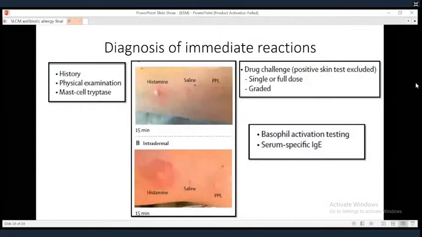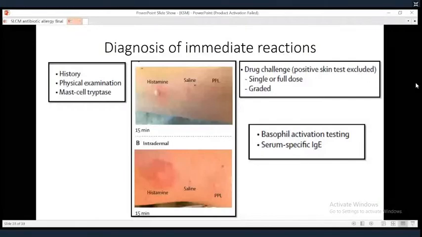So how do you diagnose immediate reactions? The history is very important. Don't forget, whenever you document a patient as being allergic to an antibiotic, you have to give a complete history, because afterwards the patient might forget and also the doctor will forget if it's not documented. So you have to say to which dose of the drug the reaction occurred, all the drugs that were used at that particular time, and the interval from the drug as well. The examination findings and maybe mast cell tryptase levels.